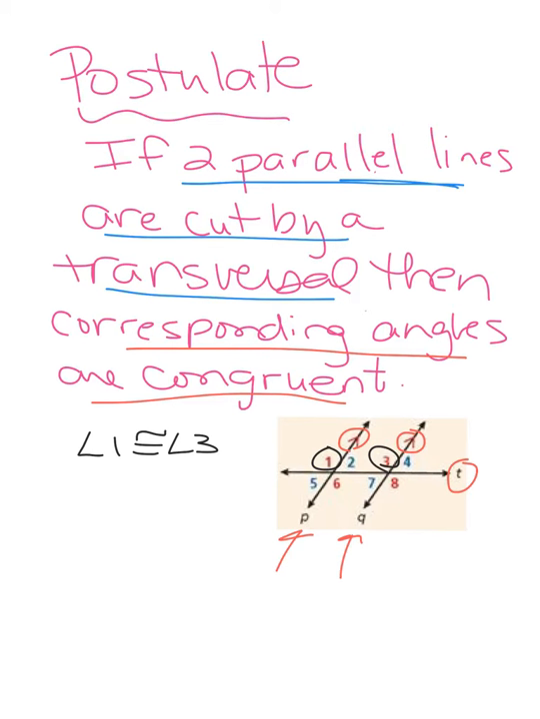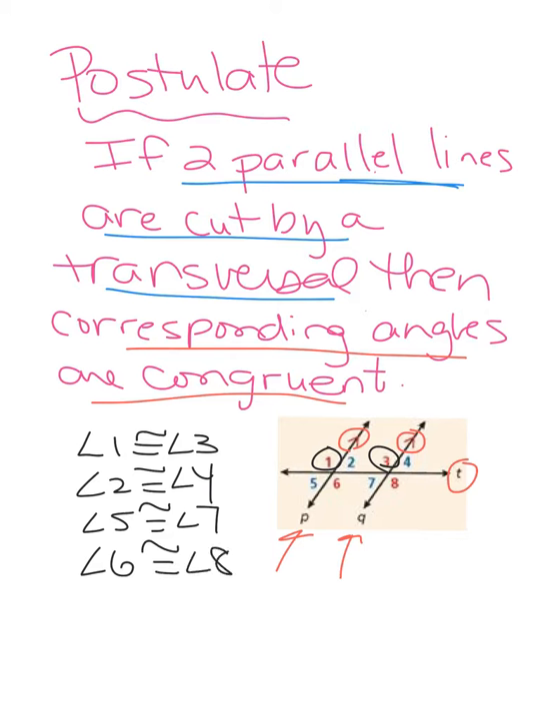There are a lot of other corresponding angles which we can also say are congruent. Angle 2 is congruent to angle 4. They're corresponding angles. Angle 5 is congruent to angle 7. They're corresponding angles. And angle 6 is congruent to angle 8 because they are also corresponding angles. Since we're talking about congruency and not equality, notice again that we did not use that M symbol in front of the angles because we're not talking about a measurement, we're just naming the angles.